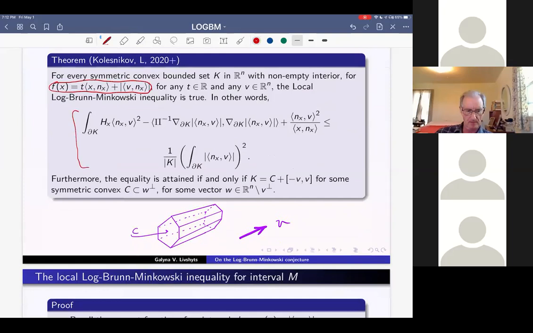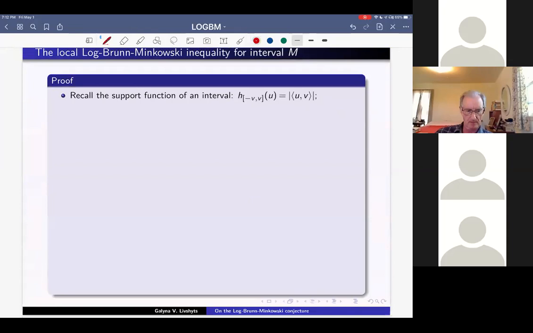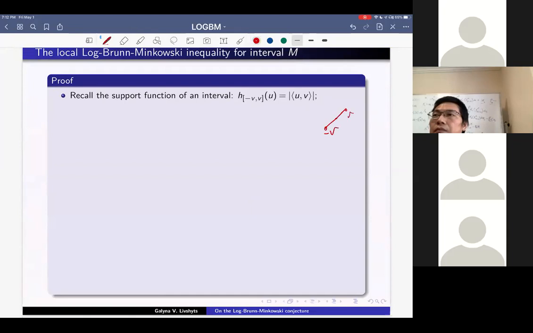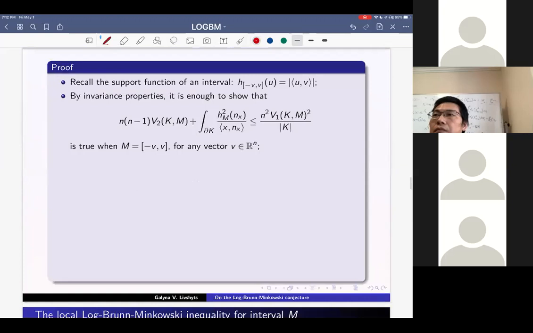So the method of the proof is quite elementary. I recall that the support function of an interval from minus V to V, if we have an interval in space like this, is just the scalar product of U with V, by absolute value. One can check it easily. And therefore, our goal, because of all the invariance properties that I mentioned, is just to check that the second mixed volume with an interval is bounded from above by the first mixed volume with an interval plus this term over here, with h_M written.